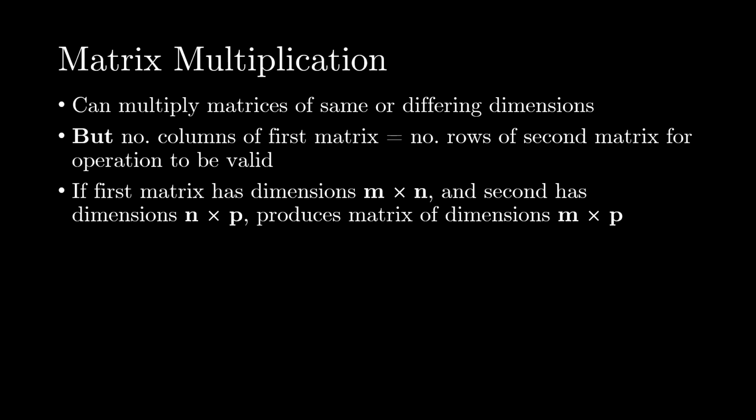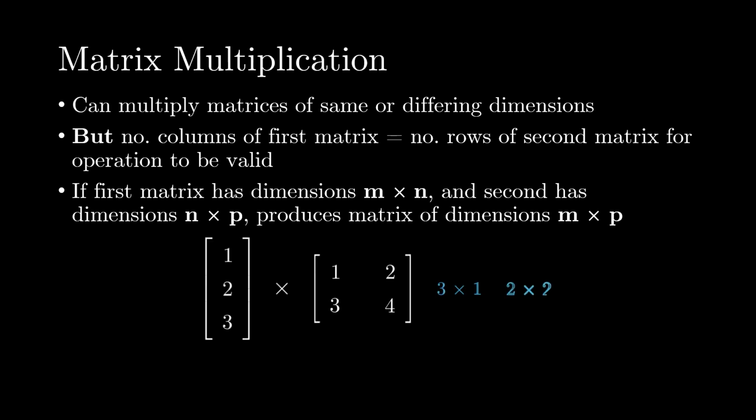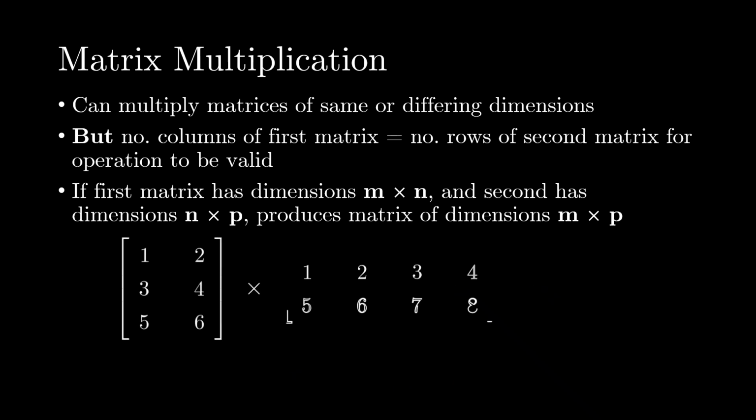Let's look at some examples. In this example, matrix multiplication is not defined, since the number of columns in the first matrix, 1, is not equal to the number of rows, which was 2. But in this scenario, they are compatible, because 2 equals 2.